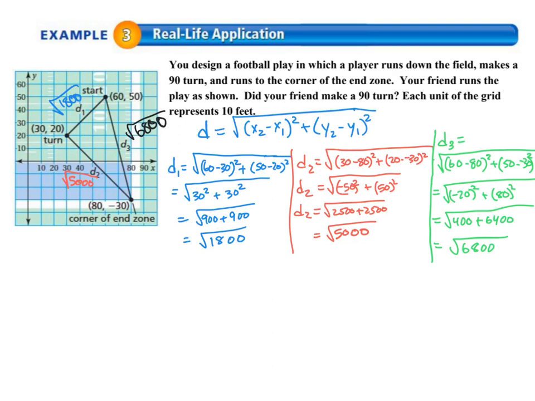So I solved all 3, and I left them in radical form here, and I didn't try and simplify anything, which is going to end up helping us. But D1 should be the square root of 1,800, D2 should be the square root of 5,000, and D3 should be the square root of 6,800.